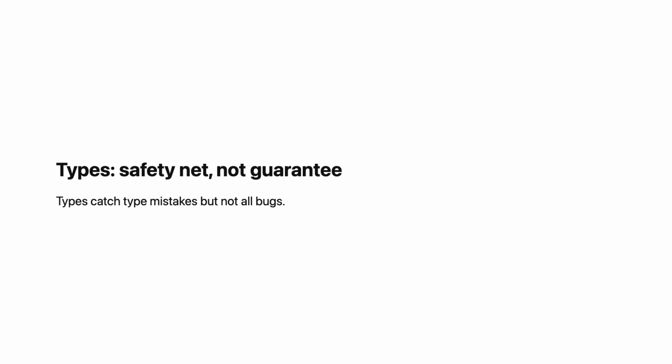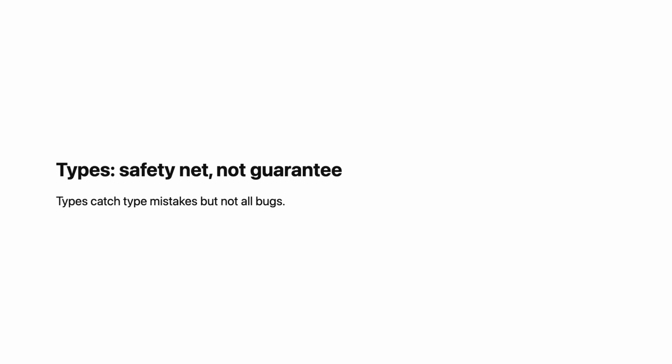Let us be clear about what types do and do not prevent. Types prevent certain kinds of errors: using data in ways that violate its type, passing the wrong kind of value, performing invalid operations. Types do not prevent all errors. You can still have the wrong logic. You can still have bugs in your algorithm.